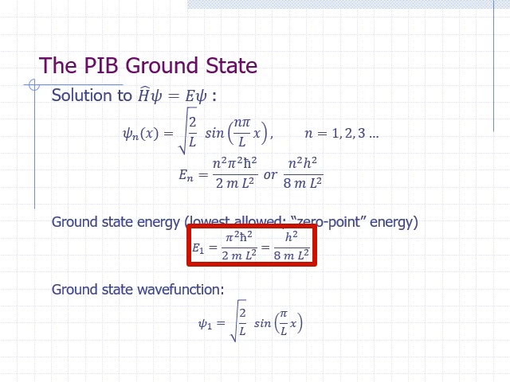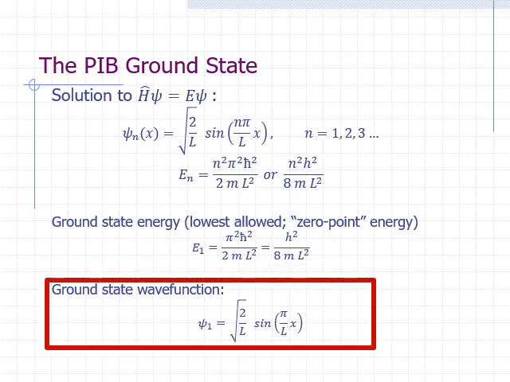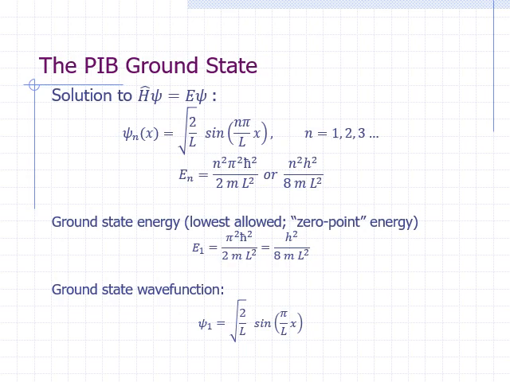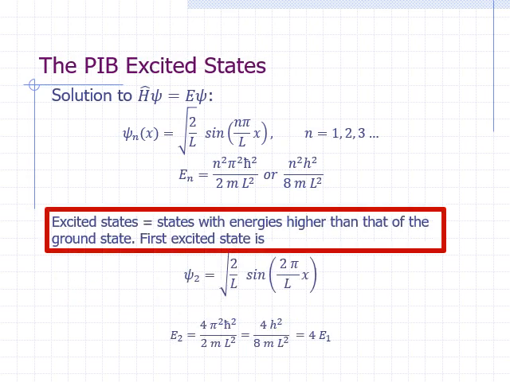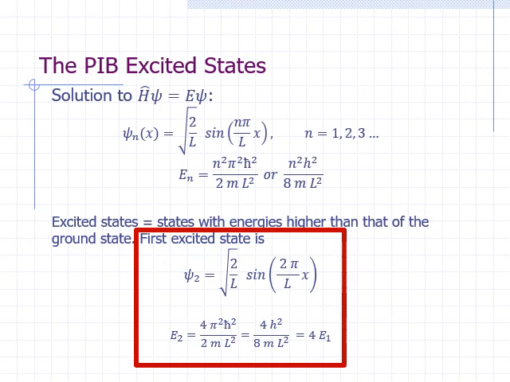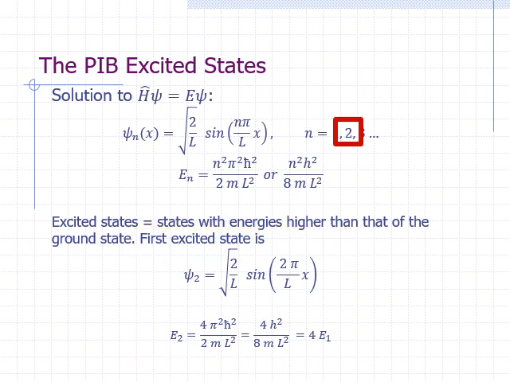The wave function that is associated with the ground state energy is called the ground state wave function. For the PIB, this would be psi sub 1, which is equal to the square root of 2 over L times the sine of pi x over L. The term excited state refers to a state with an energy higher than that of the ground state. For the PIB, the first excited state is the quantum state with n equals 2. The first excited state wave function is psi sub 2, or the square root of 2 over L times the sine of 2 pi x over L.